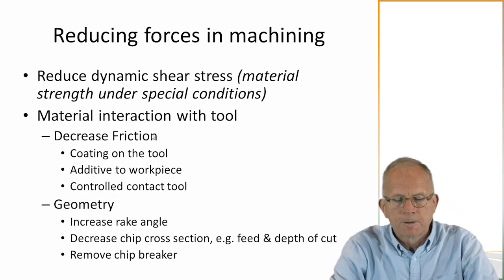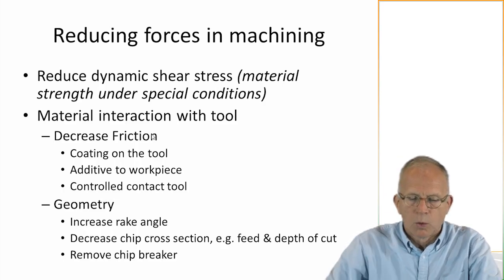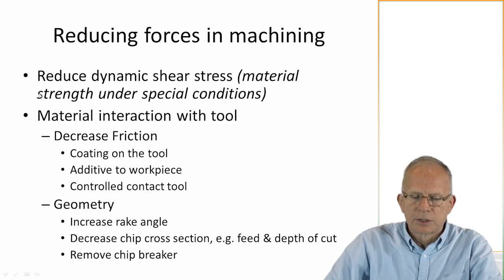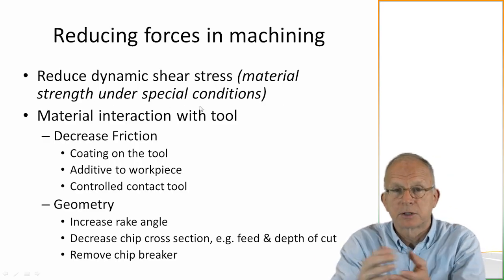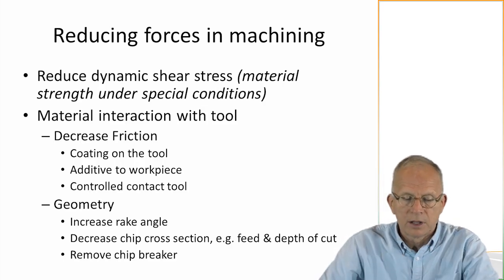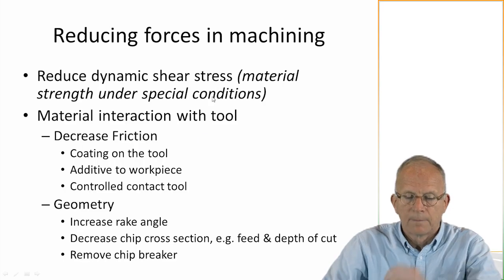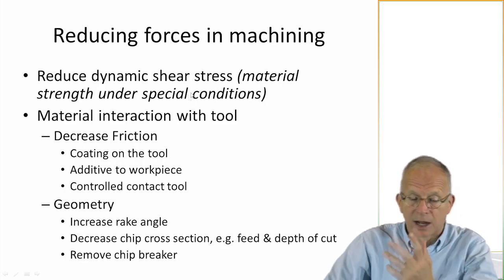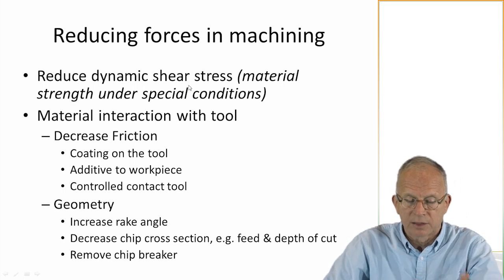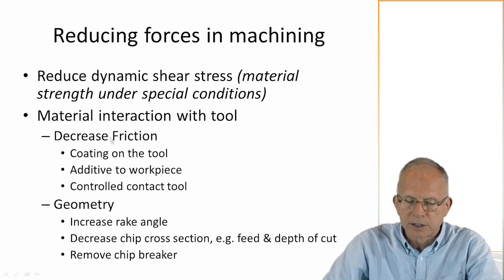All right, reducing forces in machining. This is often desirable for obvious reasons. So one thing is, how can we reduce the material strength under the special conditions that it has in this shear zone? Another is to look at the interaction with the tool. And so this can be done with different additives, but you're sacrificing strength, so that's a coupled situation.